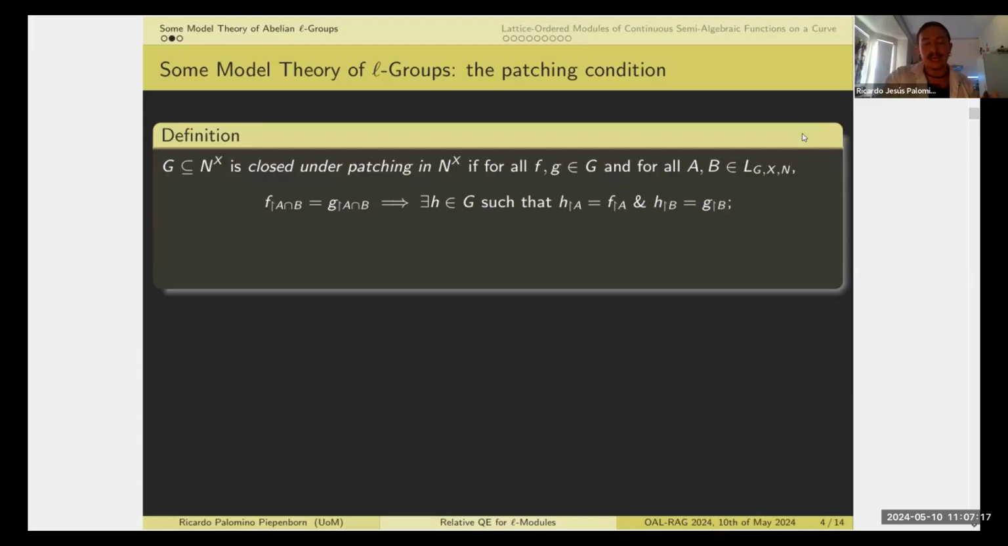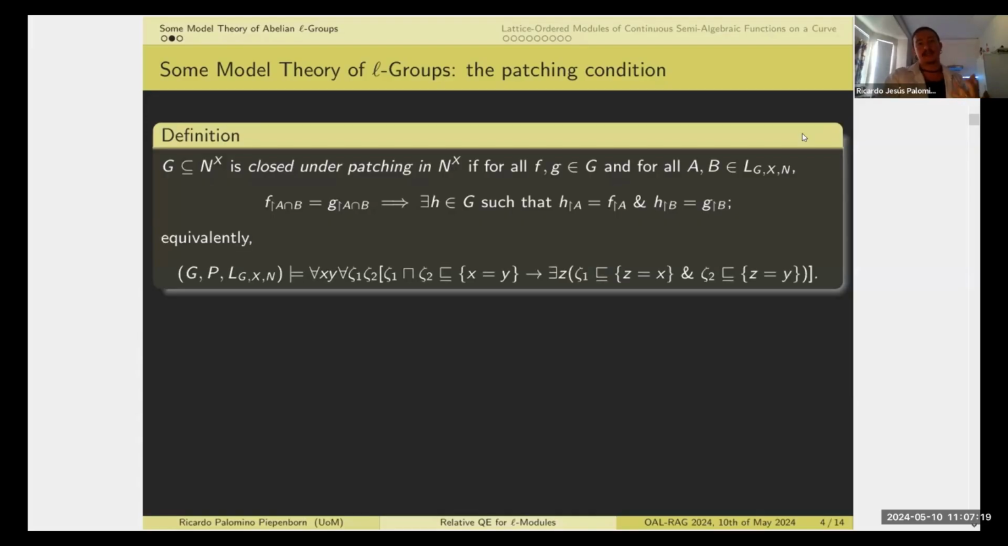But the interesting thing is that one can formalize this property in a first order way in the canonical standard structure of the L group. So the formula is not very nice, but the point is that the property of this L group being closed under patching is first order expressible inside this standard structure. Okay, great, that's a definition, but it might not be enlightening. So let's see a very concrete example of when this patching condition is satisfied.